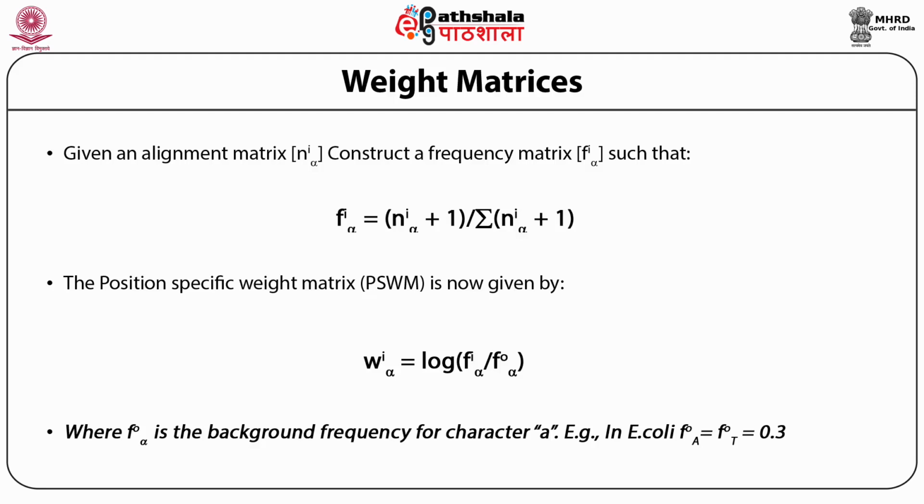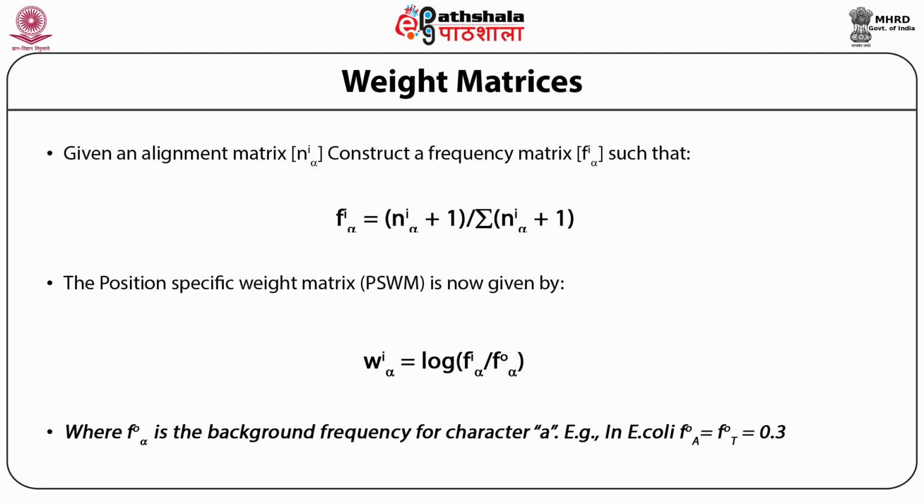Now since some amino acid might not even be there, you get a 0 by 0 error kind of thing. To avoid that, we usually add a pseudo count of 1, so that the 0 by 0 error is completely avoided. So we get the frequency as the number of ith amino acid at that position alpha plus 1, divided by the sum total of all the amino acids plus 1. Now, while this frequency is fine, we need to normalize it again, because the alignment size can vary and those kinds of things can have an effect on the raw frequency.